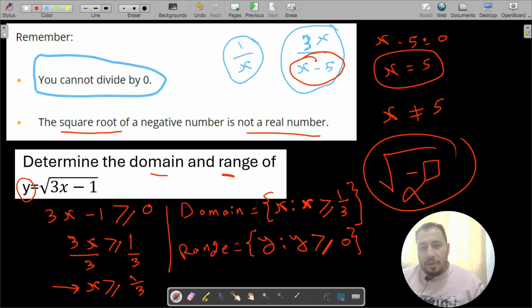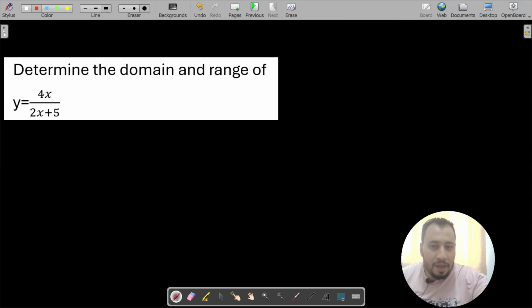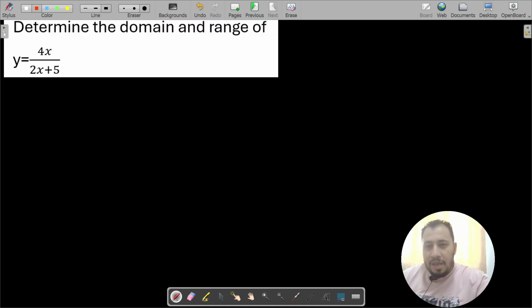Okay, fine. Let's take a look at another example here, and pay attention to that. Not because it is hard, but because it needs a little bit of concentration. Just focus with me. Here, determine the domain and the range of this function. How can we get the domain? This is called a rational function, or a fractional function, whatever they call it.